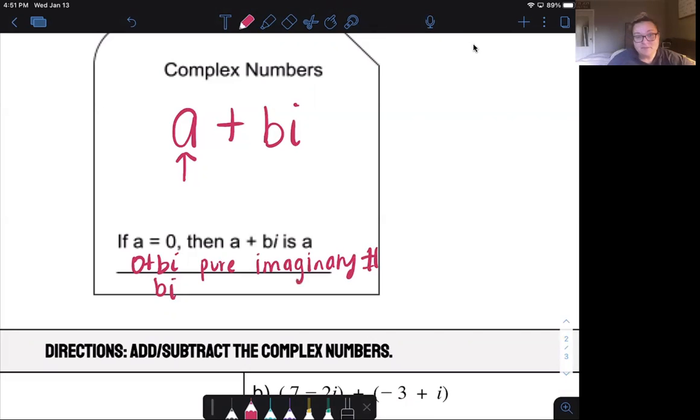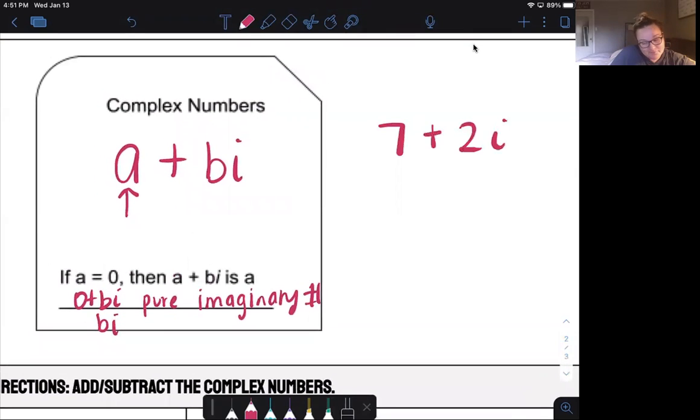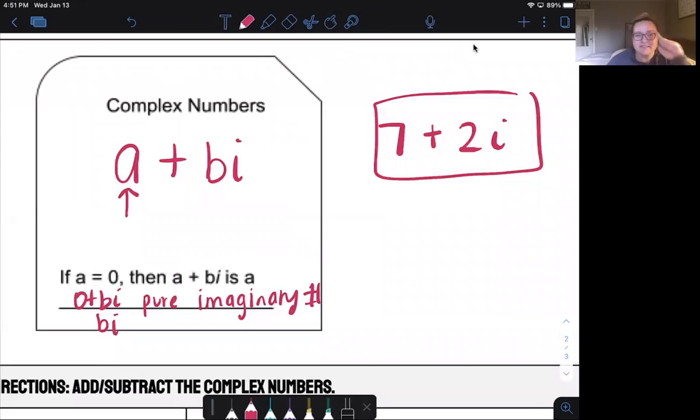So a plus bi is a complex number. For example, you could have 7 plus 2i. This is a number. Even though it's written as two numbers, like two parts added together, it still represents a single number. That's why it's called a complex number. Or maybe you have 7 minus 2i. You could have negative 3 plus 2i.